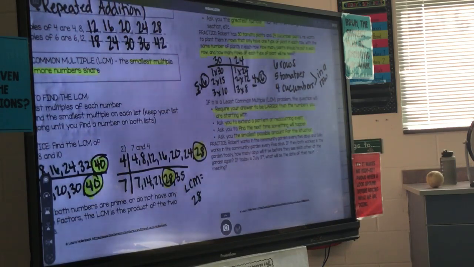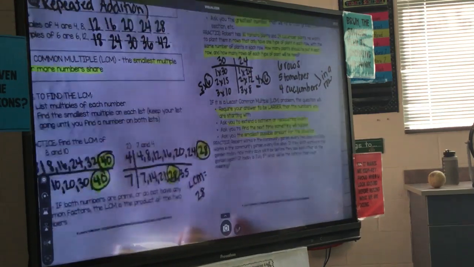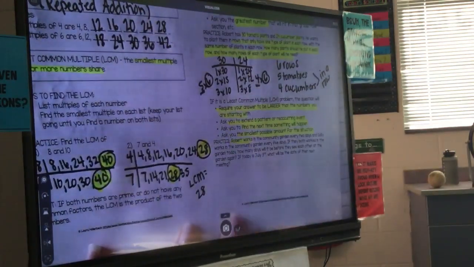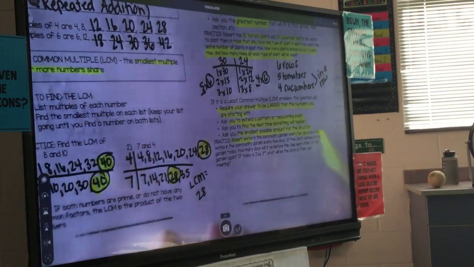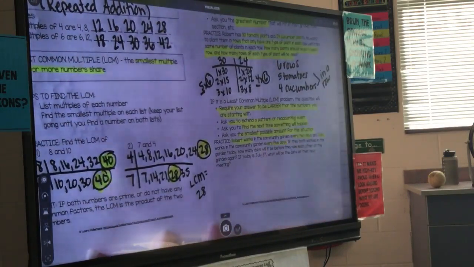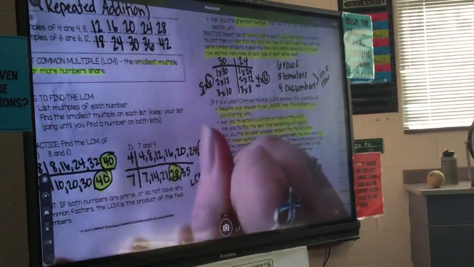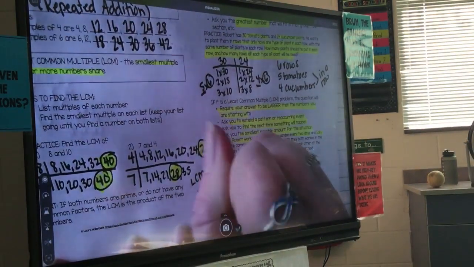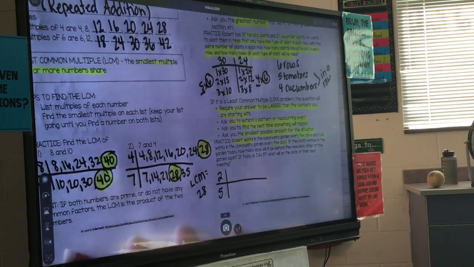The next one says, Robert works in the community garden every 2 days, and Sally works in the community garden every 5 days. If they both work in the garden today, how many days will it be before they see each other at the garden again? If today is July 3rd, what will be the date of their next meeting? All right, so Robert works in the garden every 2 days. Sally works in the garden every 5 days. So that's essentially what you're doing.